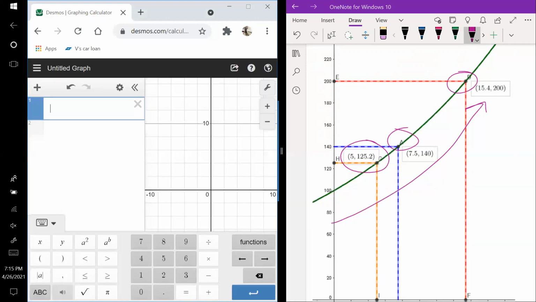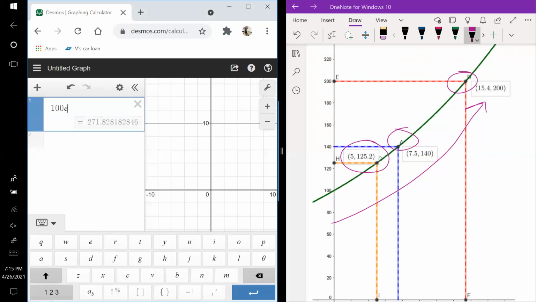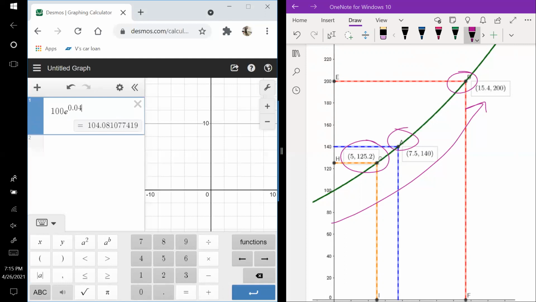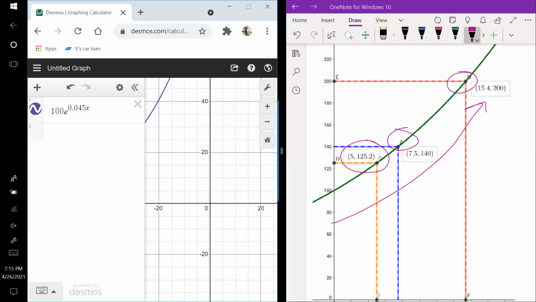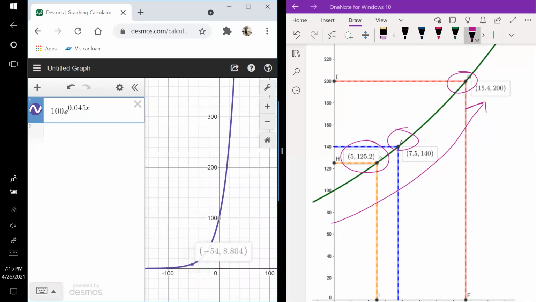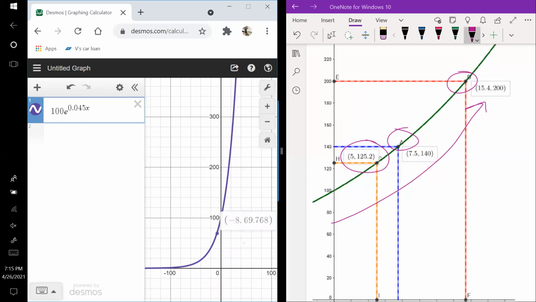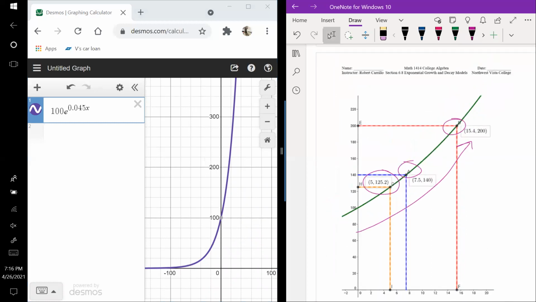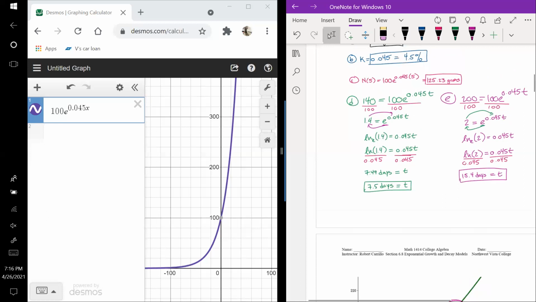I could even model this in Desmos and type that same function, e to the 0.045, but I have to use x. And there we go. And look at that. So same thing here. So initial population is 100. That's where we start. And then as time goes on, we see how the population of the bacteria is growing. Okay. That is until you finally decide to throw it away. Okay. So that is exponential growth. Is everybody good with that problem?